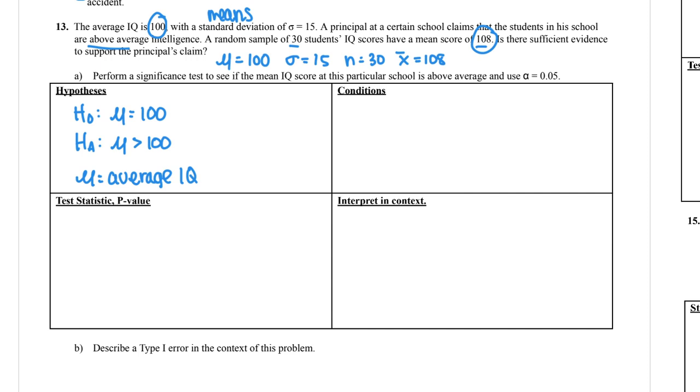So now let's check our conditions. The independence condition is big N, which is all students, is greater than or equal to 300. That's definitely reasonable. The normal condition is that n is greater than or equal to 30. So 30 is greater than or equal to 30. That is true, so that means it's approximately normal.